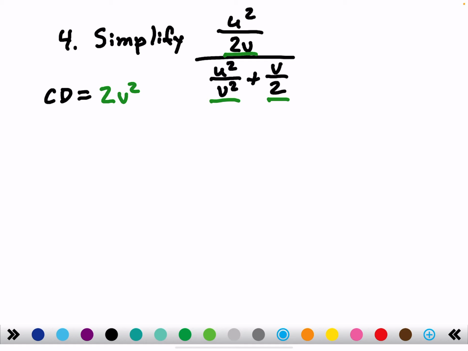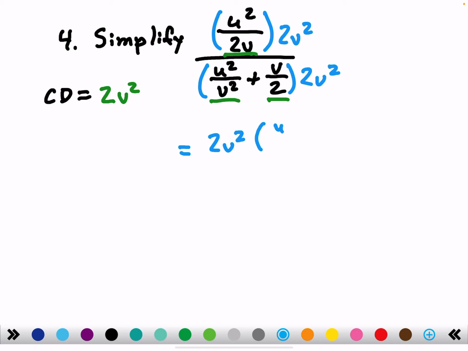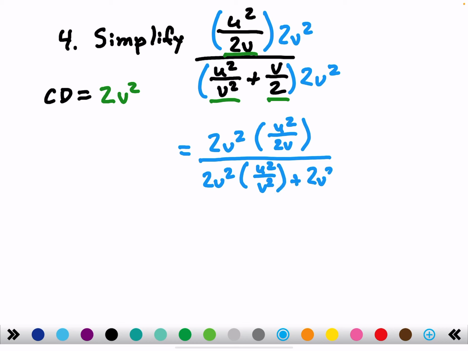So now we just multiply top and bottom by the CD. So multiply numerator and denominator times 2v squared. So on top it says 2v squared times u squared over 2v, all over 2v squared times u squared, v squared plus 2v squared times v over 2. Cancel out what we can.